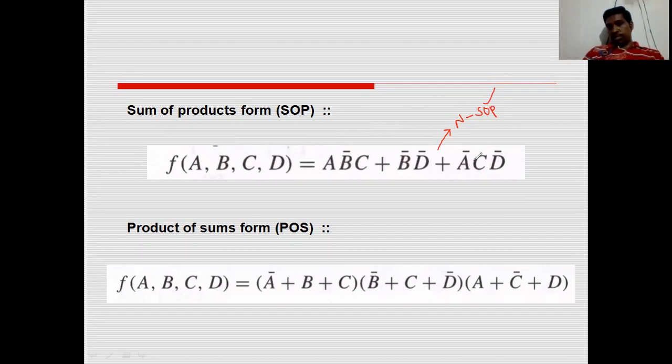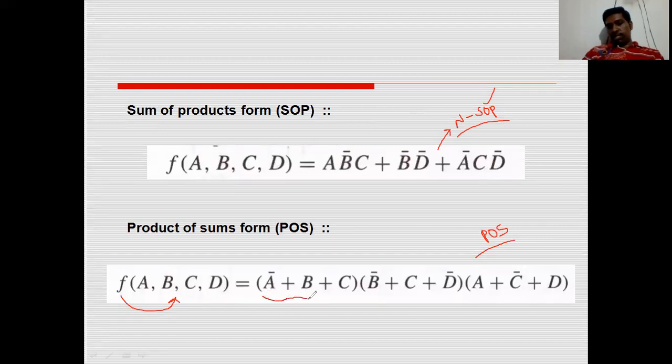Among those two, this equation comes under the normal SOP category. Likewise, this is also basically a POS, but in POS we have two conditions: normal POS and standard POS, that is canonical POS, and you need to find which category it belongs to. See here, F depends on four literals A, B, C, D.